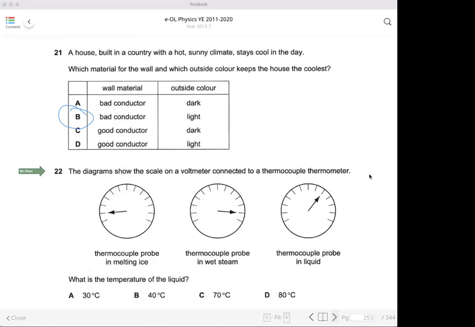Okay, the answer is C. Melting ice is 0 degrees Celsius. Wet steam is 100 degrees Celsius. So you know this is 0, this is 100. If you calculate, this will be 10, 20, 30, 40, 50, 60, 70, 80, 90, 100. So the answer is 70. Is that clear?